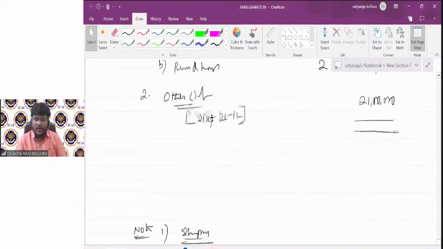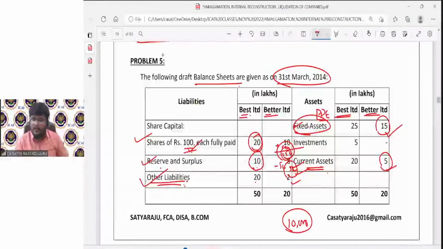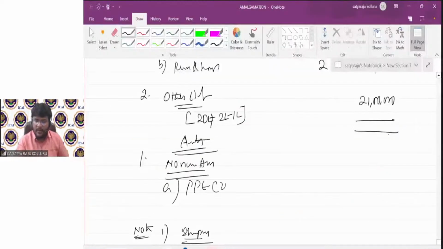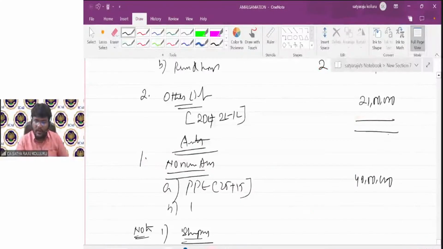Next, come to assets component. Under assets, number 1, non-current assets. Under that PPE, property, plant and equipment. Sir, PPE are the fixed assets. It was given. Now 25 plus 15, simply line by line addition. 25 plus 15, which is equal to 40 lakhs. Next, after that, investments. Only we have existing investments. That is 5 lakhs.